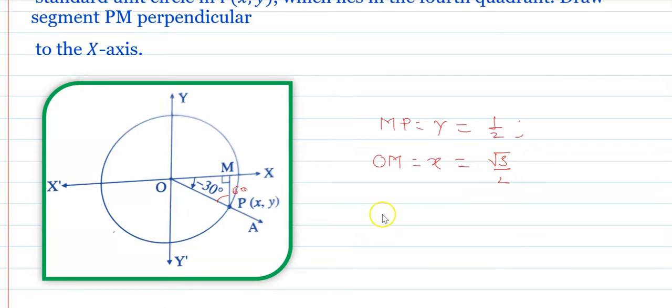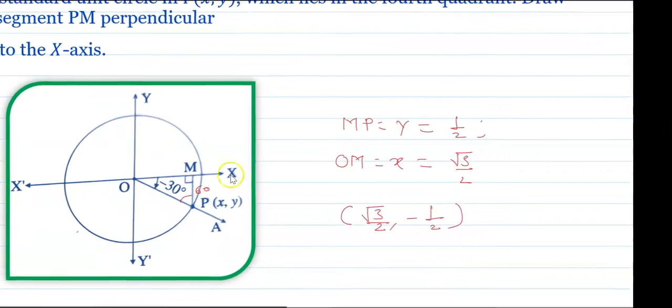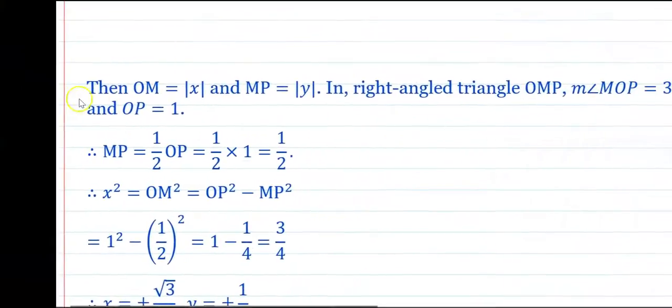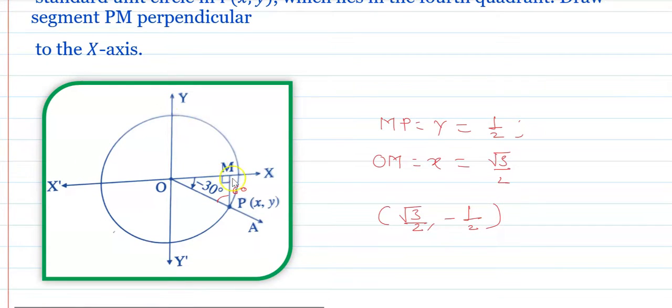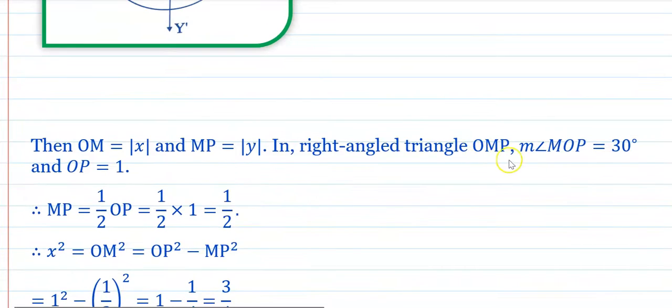Again the point lies in the fourth quadrant. X is positive, Y is negative, and therefore the point is root 3 by 2 and minus 1 upon 2. Now we'll write in a standard form. Draw the segment PM perpendicular to the x-axis. Mod of OM is equal to X and mod of MP is equal to Y in the right angle triangle OMP.